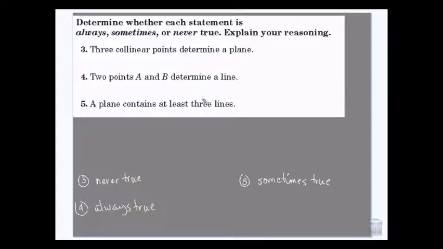For number 4, when it labeled the points A and B, that threw me off because the points could be labeled anything. Well, that's true, but if I have a point A here and I have a point B here, there is a line that exists that can go through them. So that's always true that there's a line. Now, whether we draw that line or use that line is up to us, but the line exists. Does that help? Number 5 is sometimes true, because sometimes the plane has 3 lines and sometimes it doesn't.